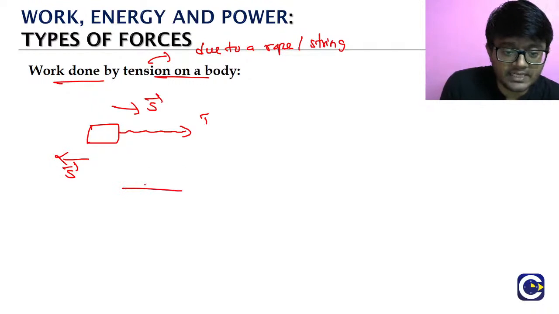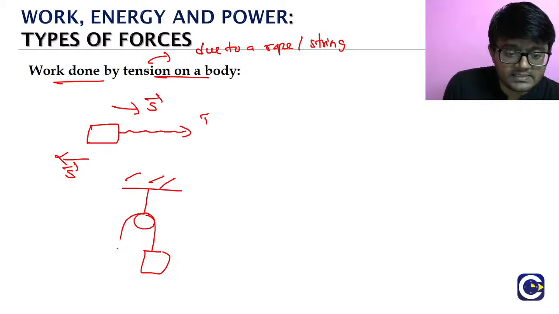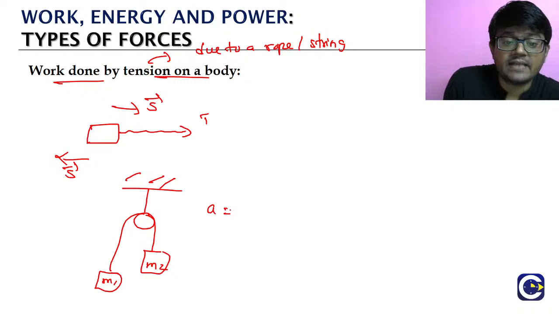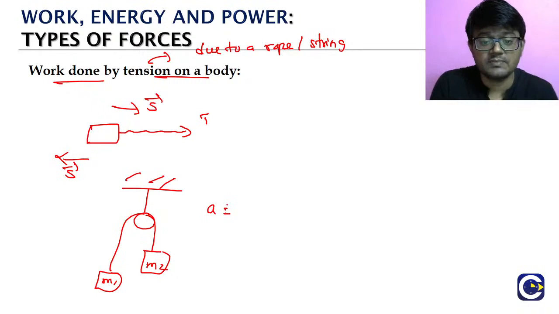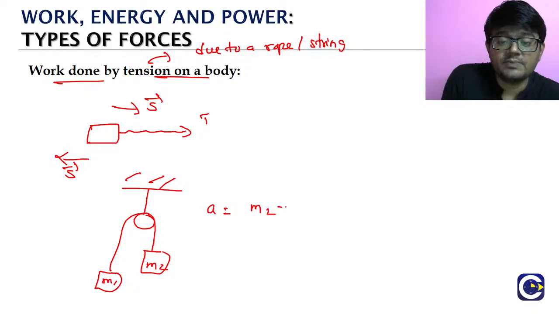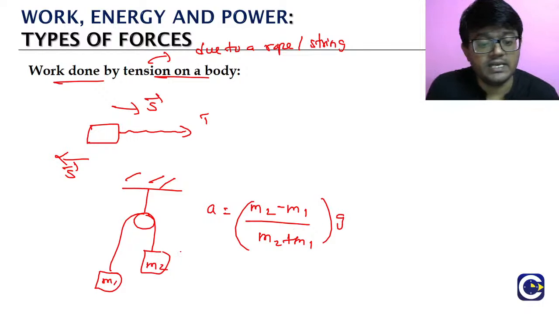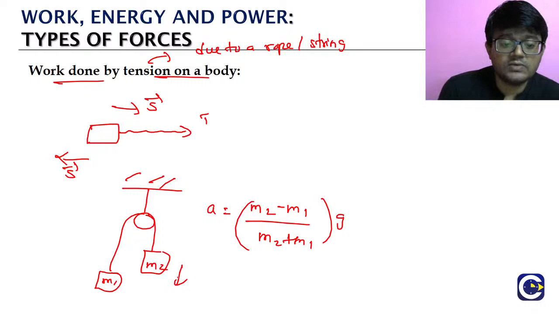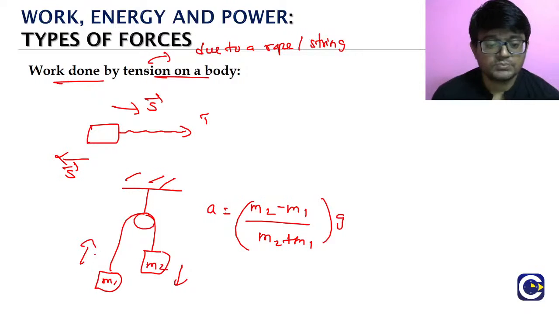Do you know the best example for that? We have talked about this pulley and masses. Remember? If we have two masses, m1 on one side and m2 on the other side, we have even derived the acceleration of that. If there is such a system, what is the acceleration of this arrangement? The simplified formula is (m2 minus m1) by (m2 plus m1) into g. Here we are taking m2 as the higher mass. Look here, in this situation what happens? m2 will be going down, m1 will be going up.